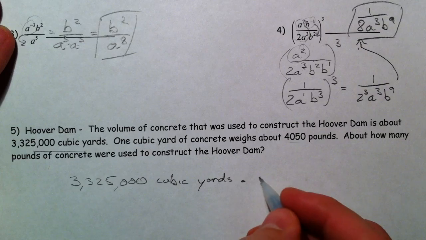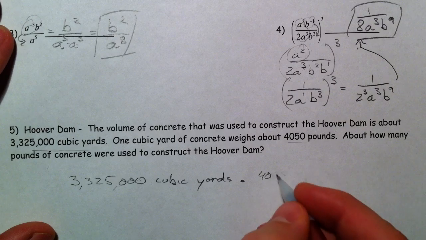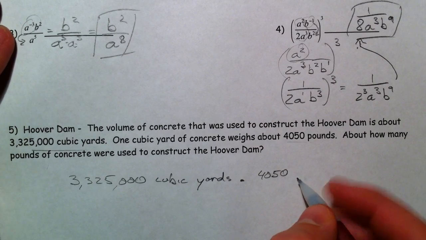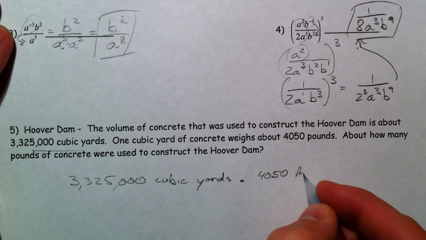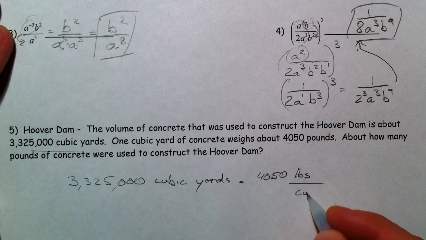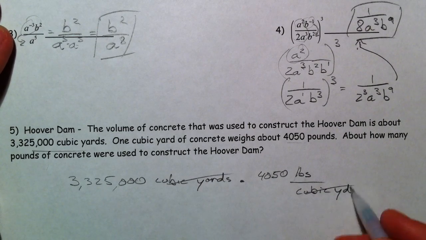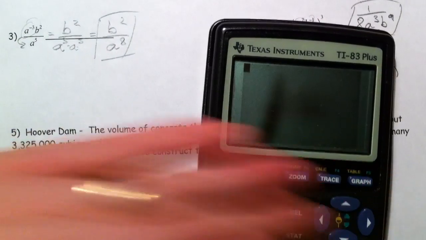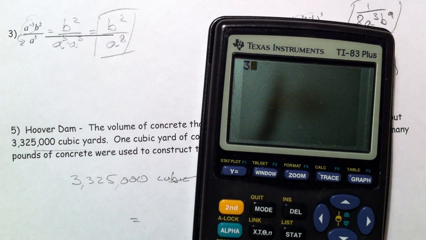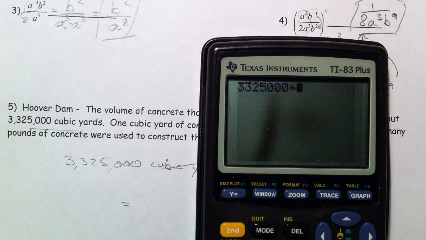If we multiply this by 4,050, pounds, lbs for some odd reason, right? Pounds per cubic yard. And you've done something like this where the cubic yard and cubic yard cancel out and you're left with pounds. And so here's what I'm looking at. The 325, 1, 2, 3 zeros times 4,050.